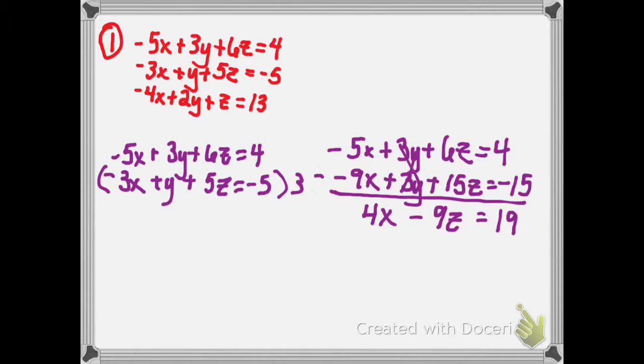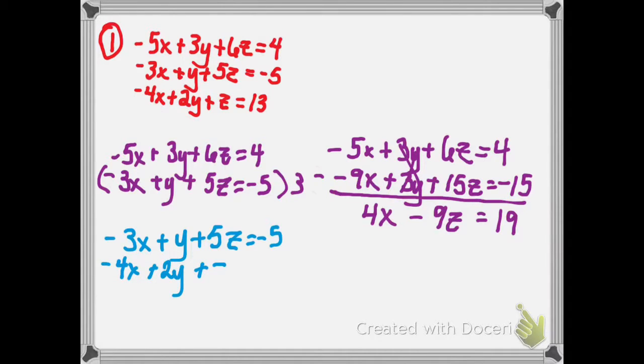After you do the first two equations, then you're going to do the bottom two equations together. So you have negative 3x plus y plus 5z equals negative 5. And then negative 4x plus 2y plus z equals 13. The important thing is, if you eliminated the y in the top two equations, you have to eliminate the y in the bottom two equations. So you're going to look at your y's. You have a 2 and a 1, so you only need to multiply the top equation by 2.